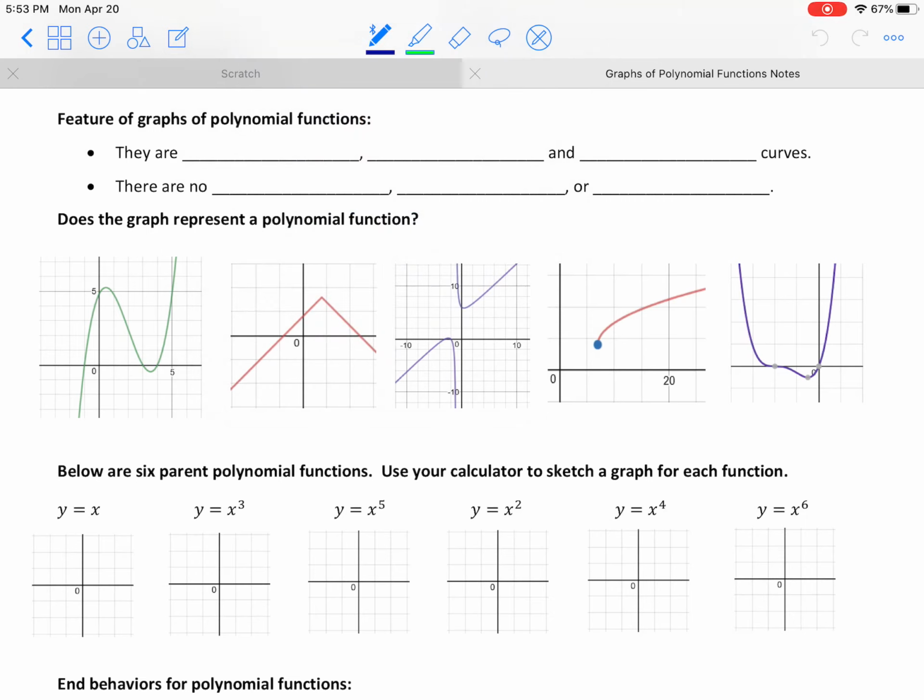First of all, when you're looking at a graph, how are you going to know if that graph represents a polynomial function? A polynomial function, when you're looking at its graph, these graphs are going to be smooth, they're going to be unbroken, and they're going to be continuous.